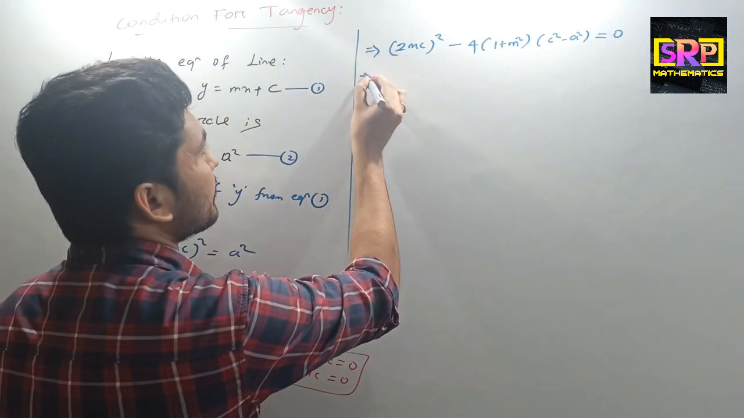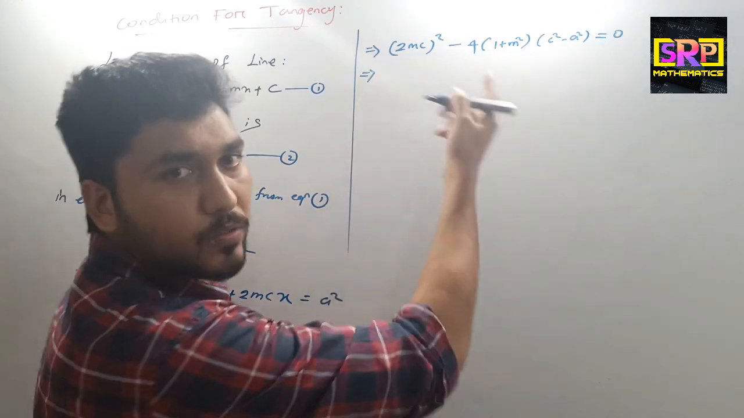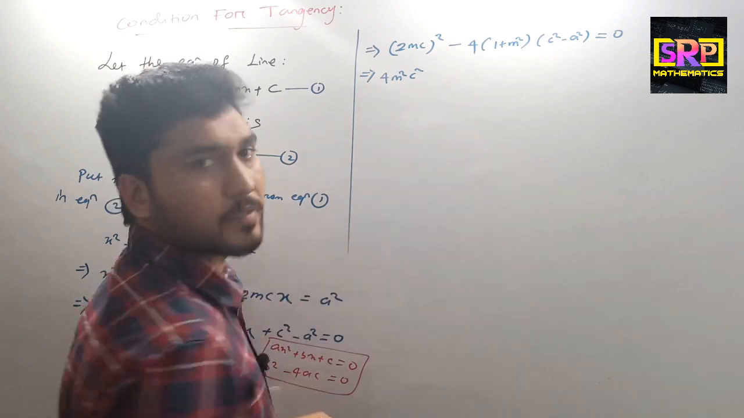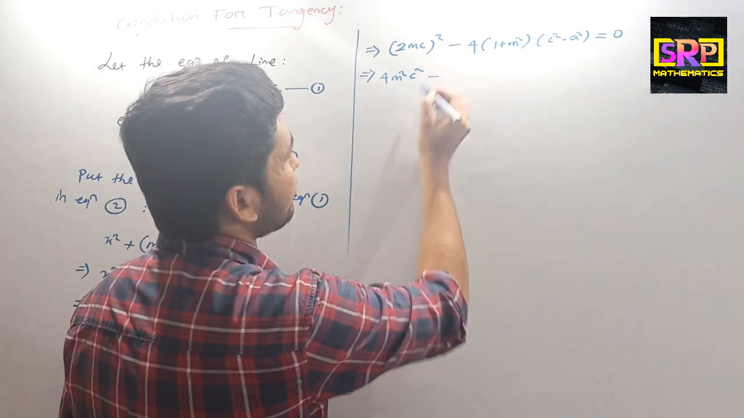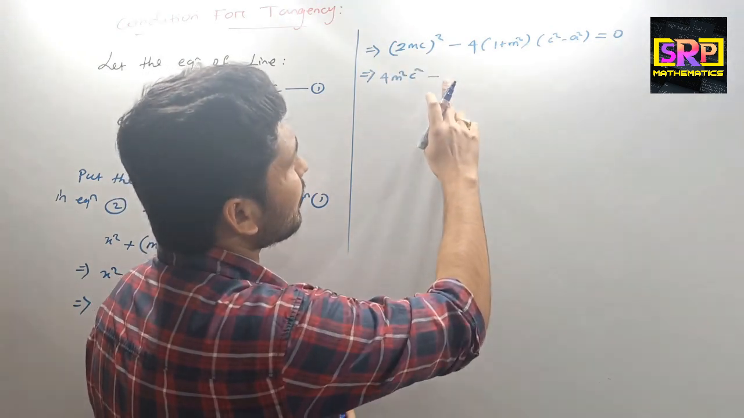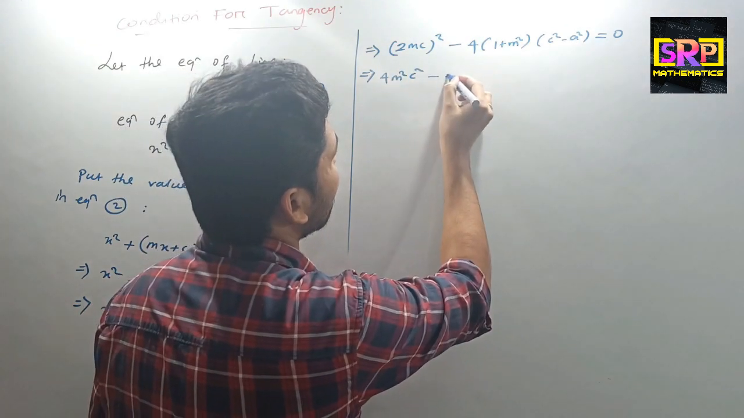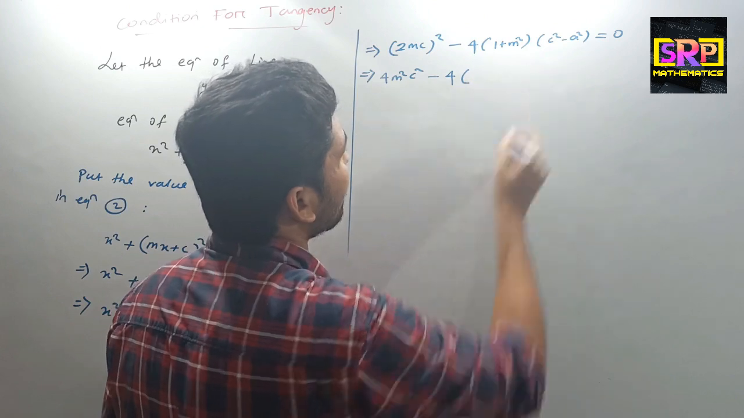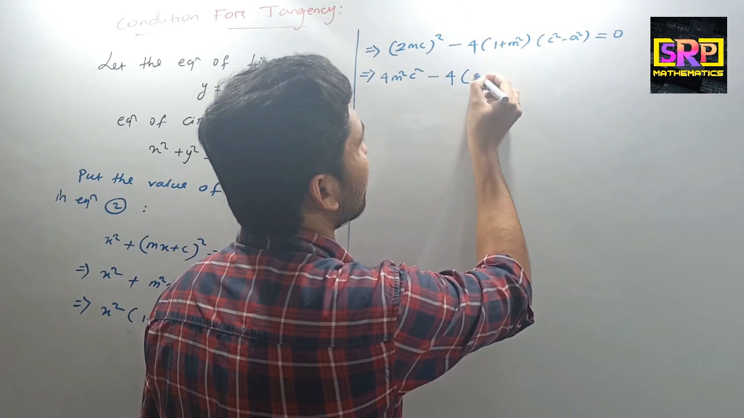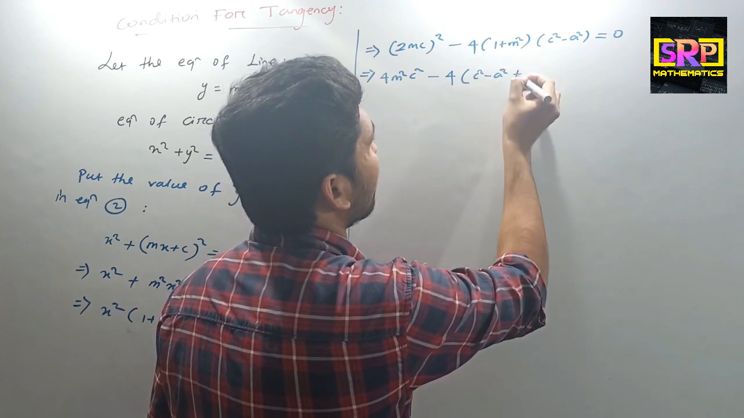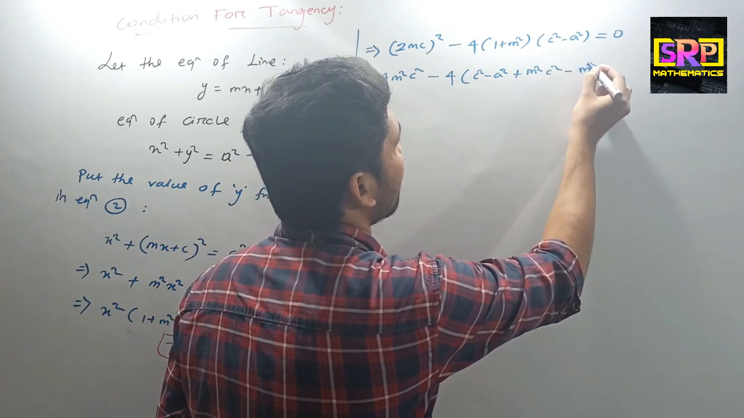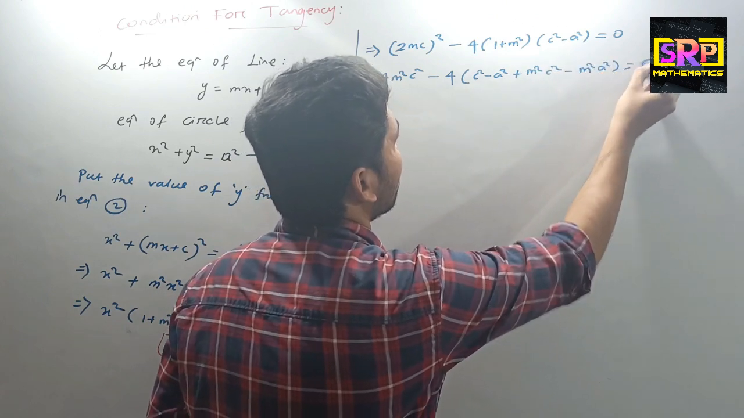Okay. (2mc) whole square will become what? 4m square c square. Minus, see students, what we can do also, we can cancel this 4. We'll do it in the next step. So if you are multiplying it here, 4 into (1 plus m square) into (c square minus a square). So 1 into c square minus a square, plus m square into c square, and here minus m square a square is equal to 0.